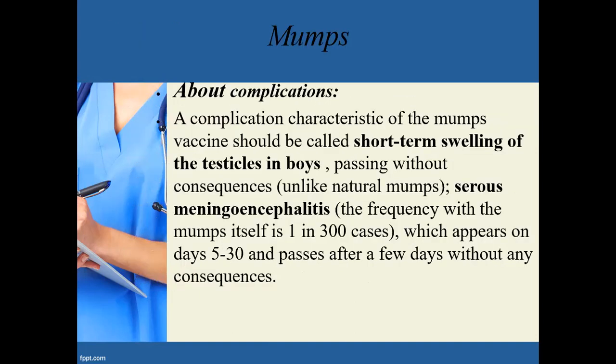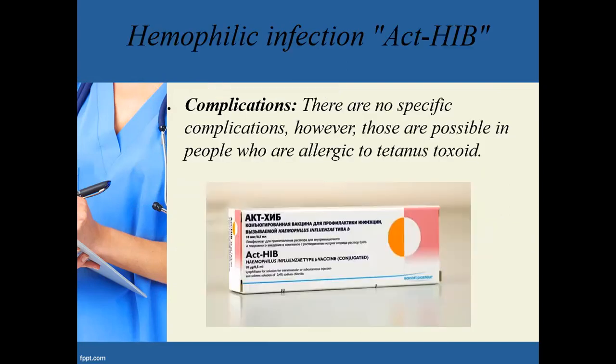Mumps. About complications of mumps, we may say the characteristic of the mumps vaccine is short-term swelling of the testicles in boys, passing without consequences, and serious meningoencephalitis, 1 in 30-100 cases, which appears between days 5 and 30 and passes after a few days without any consequences.